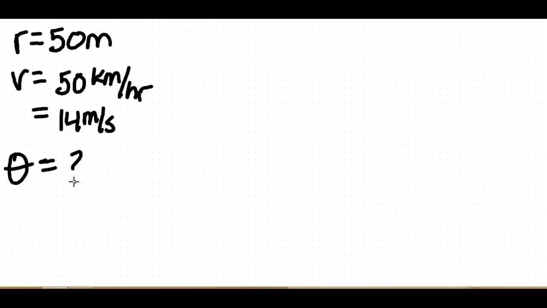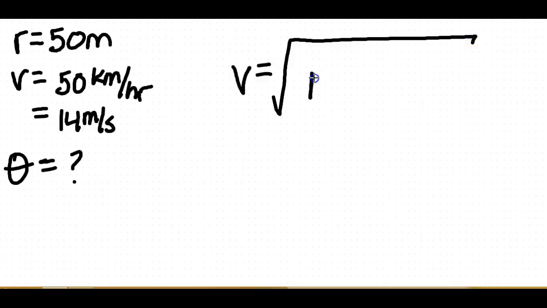So what we have is the equation. We went through this in class when we figured out what is equal to what and what parts of the formula are equal. We end up with velocity is equal to the square root of RG tan theta. That's what we end up with. That's the equation you need to know. So if we want to figure out what the angle is, we're going to have to rearrange this equation.